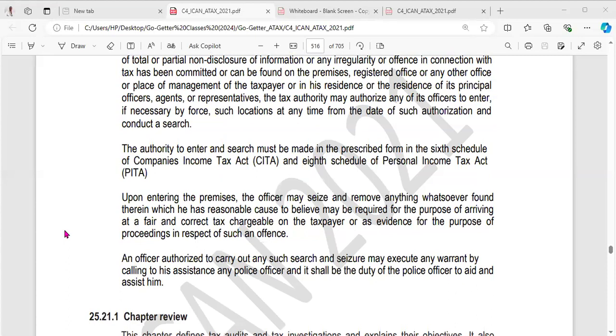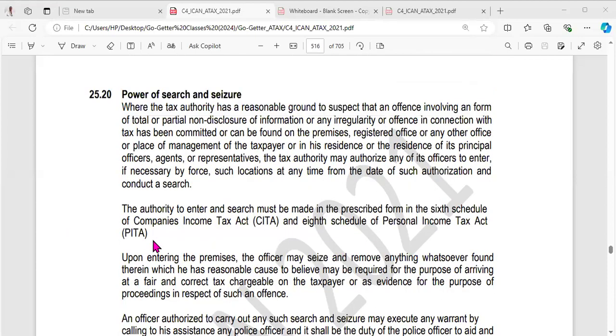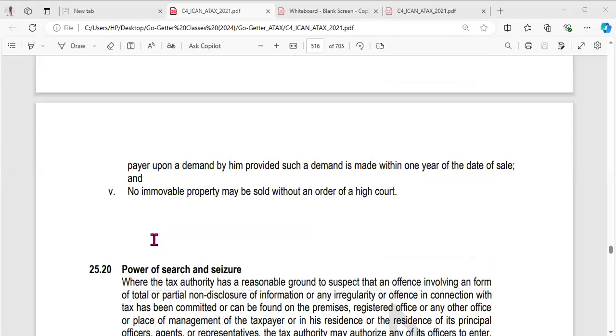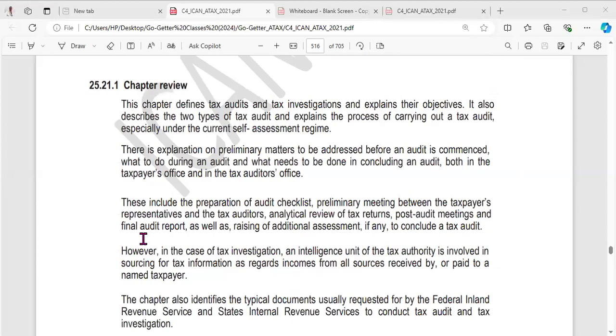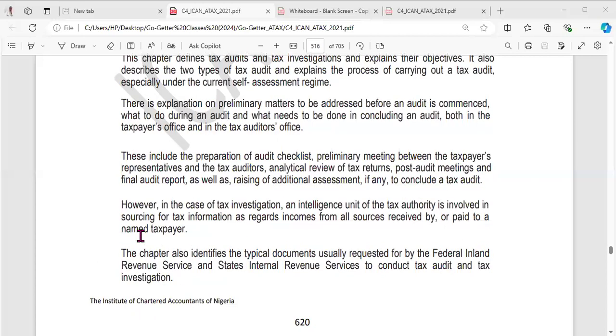This search and seizure is also mainly done in investigation. So they may obtain necessary court warrants to search and seize anything that will prove as evidence of the commission of a crime. These are some of the things that we have learned in this chapter. We've looked at tax audit, tax investigation. We've also looked at things like back duty assessment, distrain, and so on.